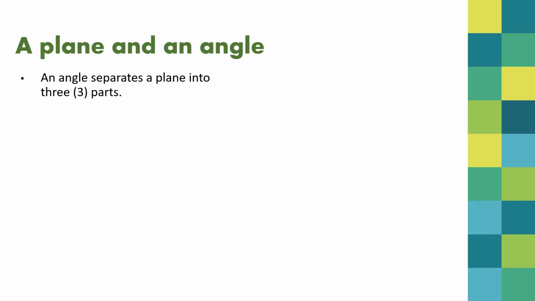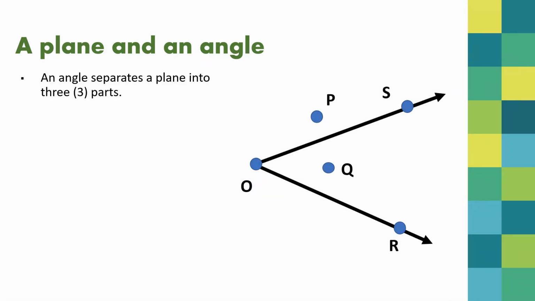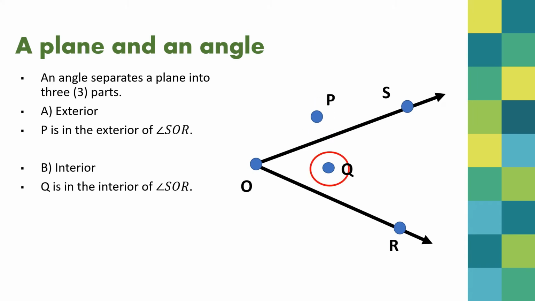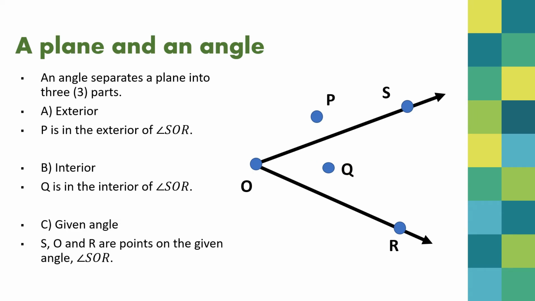An angle separates a plane into 3 parts: the interior of the angle, the exterior of the angle, and the angle itself. So in the figure at the right, P is the exterior of angle SOR, Q is the interior of angle SOR, and S, O, and R are points on the given angle SOR.